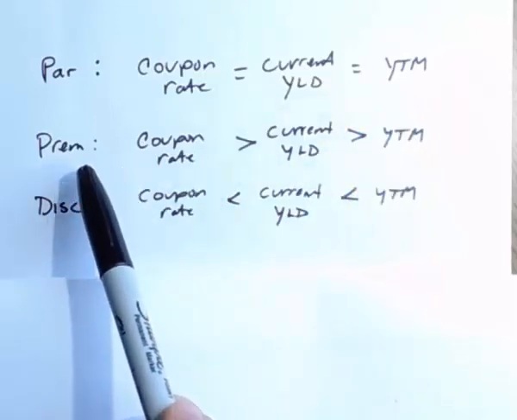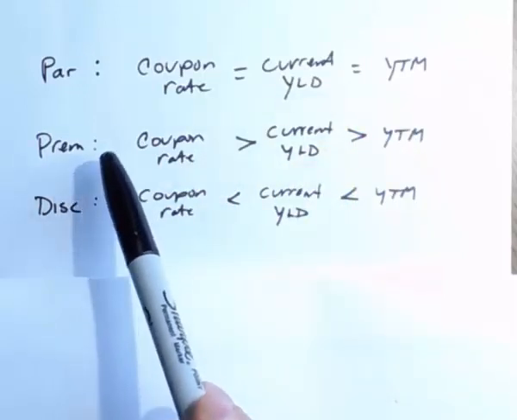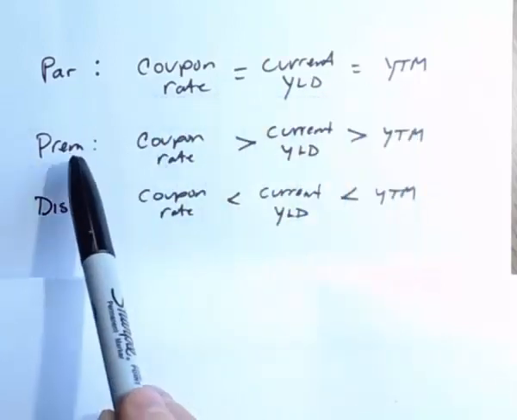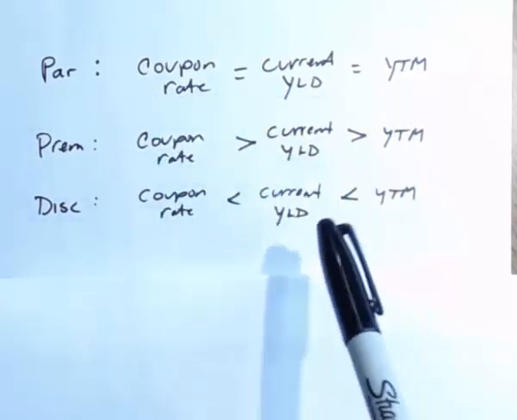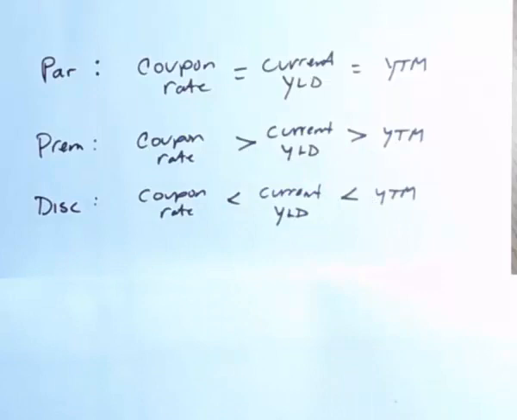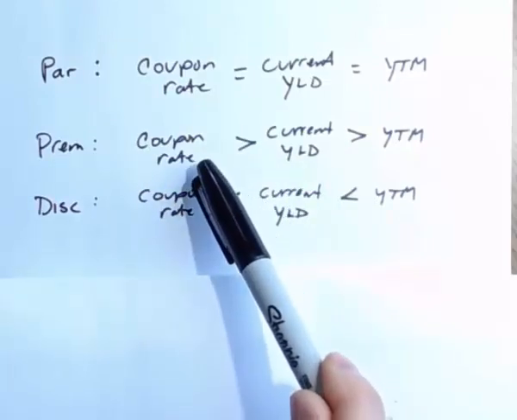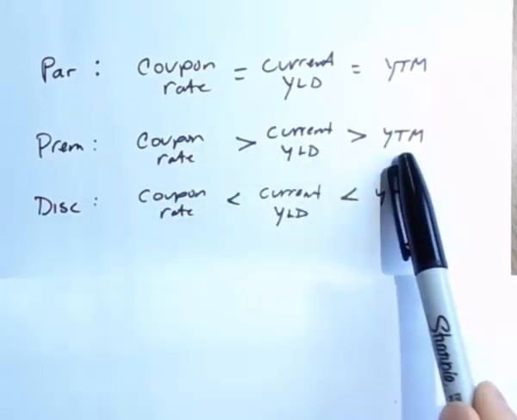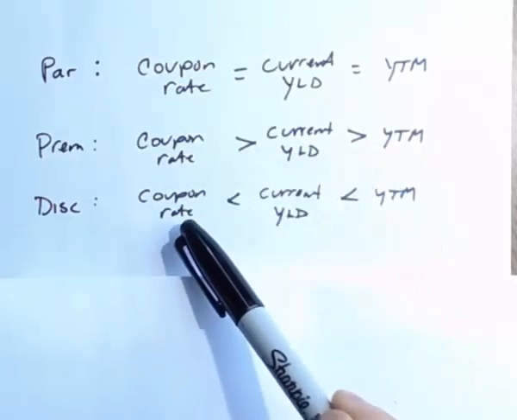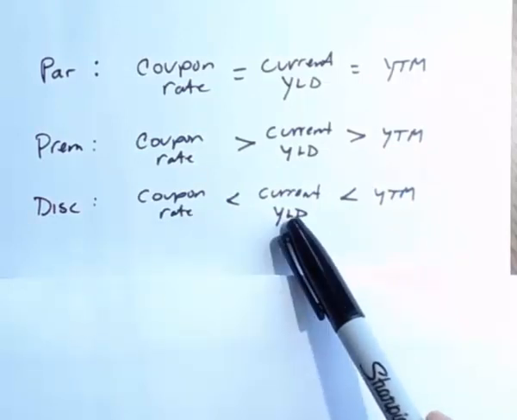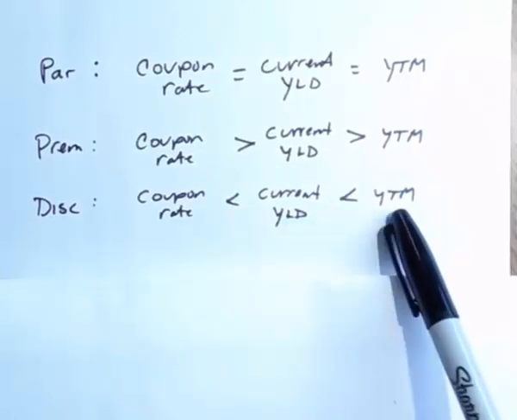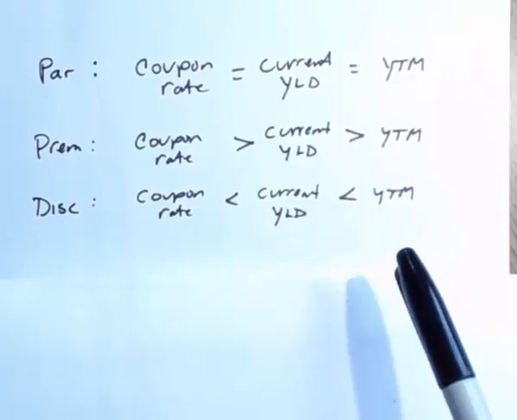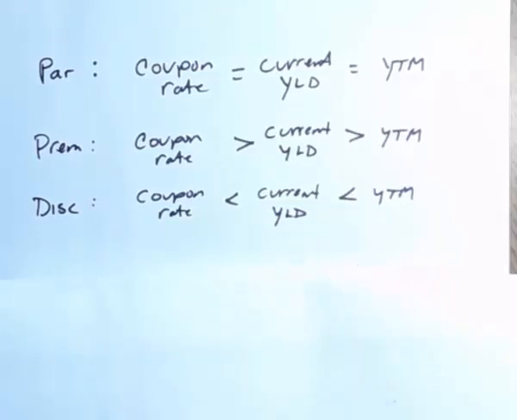Now, when you have a premium, and this is where things get tricky, I think most people can get a handle on par, but they get a problem with these two scenarios. When you have a premium, the coupon rate turns out to be higher than the current yield, which is higher than the yield to maturity. With a discount, the coupon rate is less than the current yield, which is less than the yield to maturity. Now, it seems like gobbledygook. Let's explain it first with an example, and then I'll give you a little more intuition from another angle.